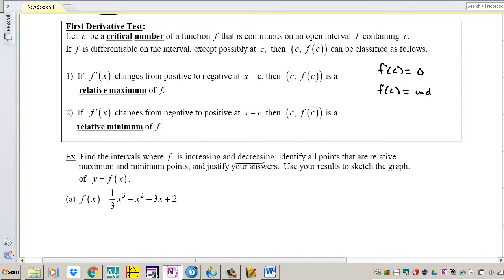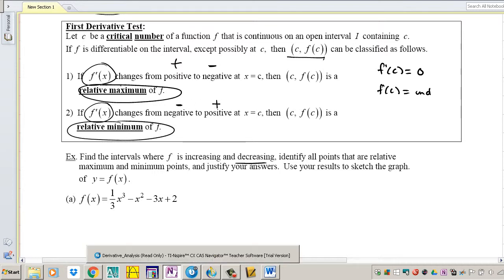Let c be a critical number of the function f that is continuous on the open interval I containing c. If f is differentiable on that interval, except possibly at c, then the point (c, f(c)) can be classified as follows. When the derivative changes from positive to negative, we have what's called a maximum, and that's what I showed you in the calculator. If the derivative goes from negative to positive, we have a minimum.